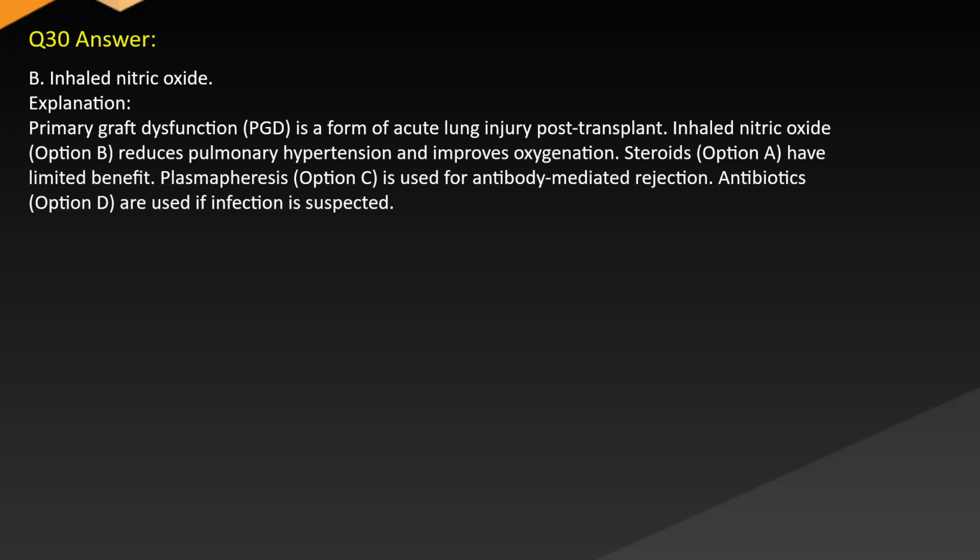Answer B. Inhaled nitric oxide. Explanation: primary graft dysfunction (PGD) is a form of acute lung injury post-transplant. Inhaled nitric oxide, option B, reduces pulmonary hypertension and improves oxygenation. Steroids, option A, have limited benefit. Plasmapheresis, option C, is used for antibody-mediated rejection. Antibiotics, option D, are used if infection is suspected.